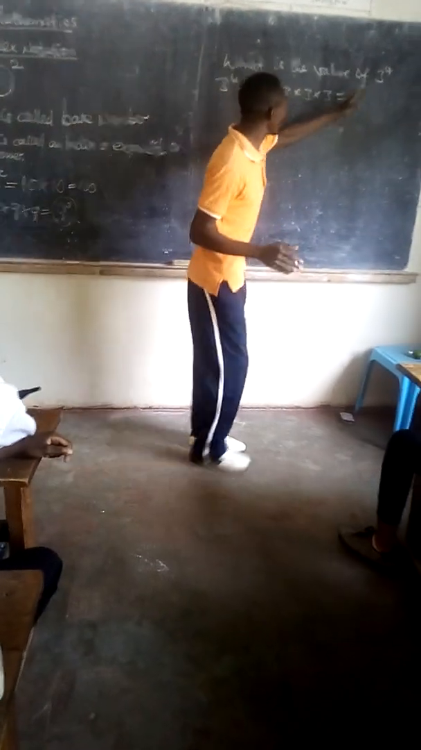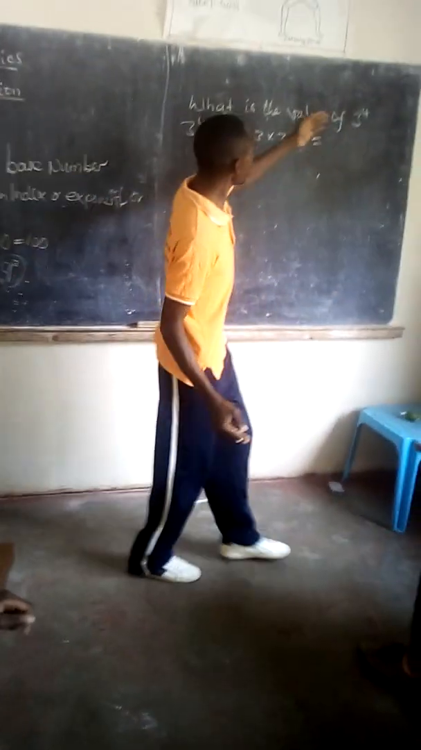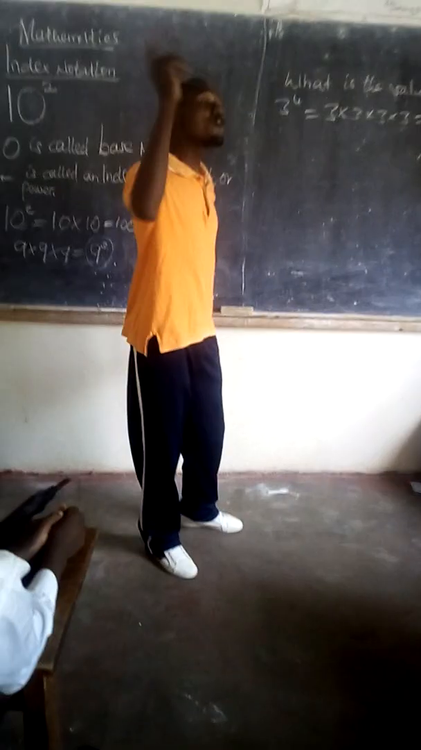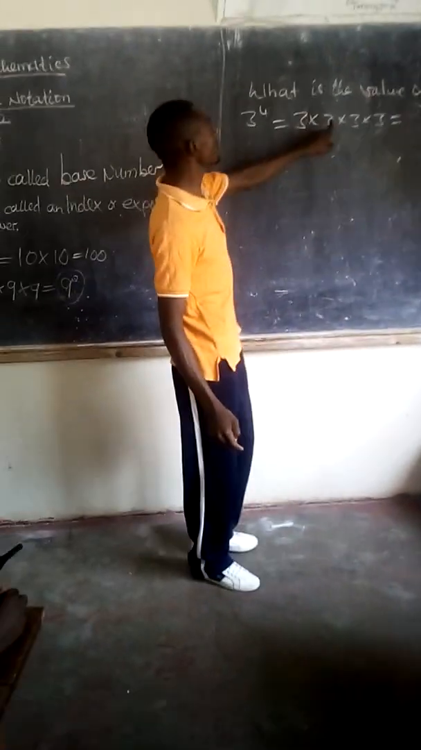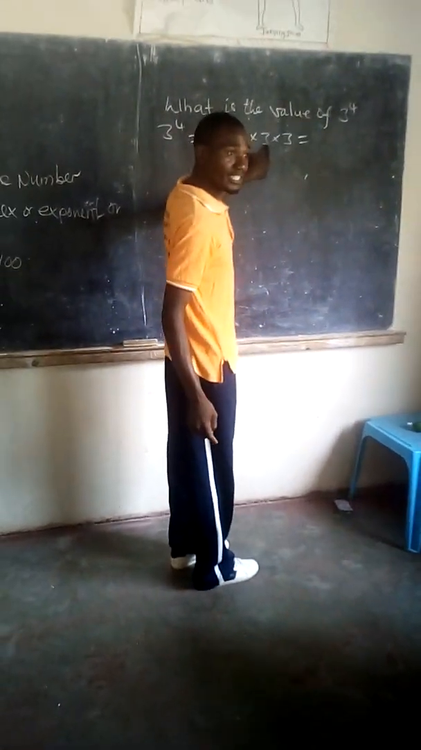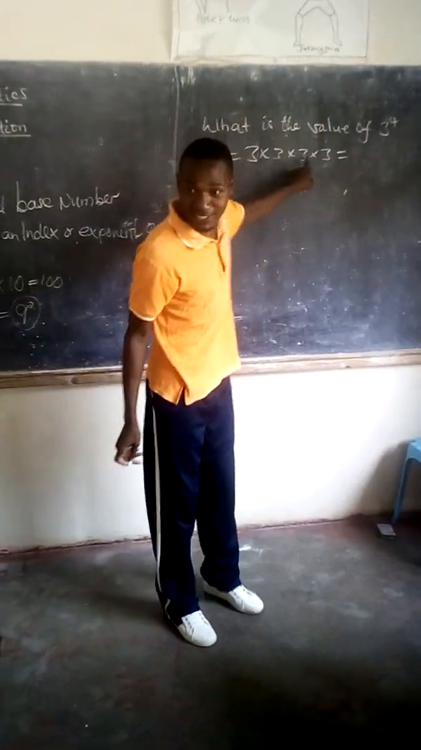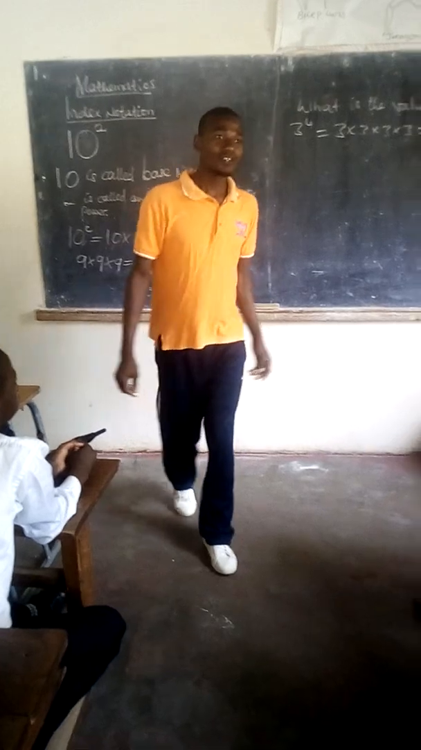3 to the power 4 does not mean 3 times 4. 3 times 4, of course, is 12. Now, 3 to the power 4 means this 3 is going to be multiplied by itself 4 times. 1, 2, 3, 4. So 3 times 3 is 9. 9 times 3 is 27. 27 times 3 is 81. Are you sure it is 81? Yes.